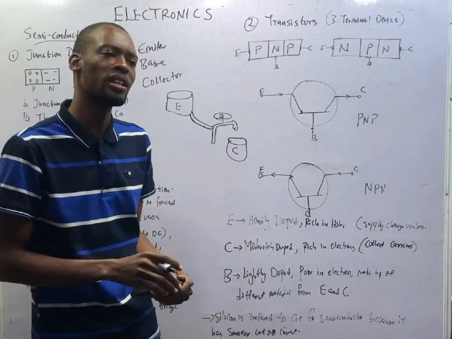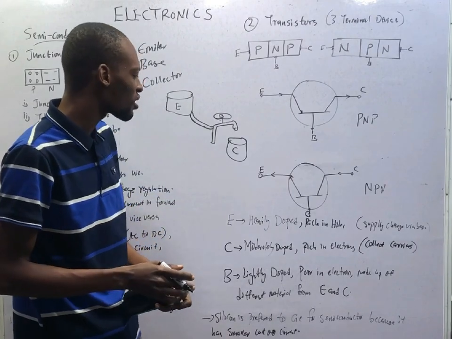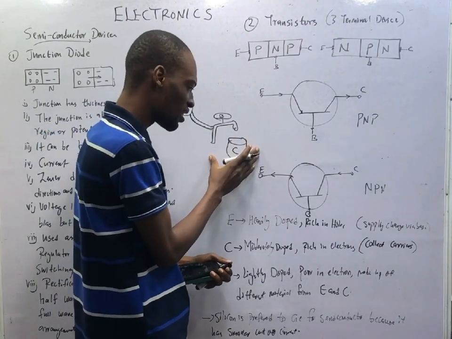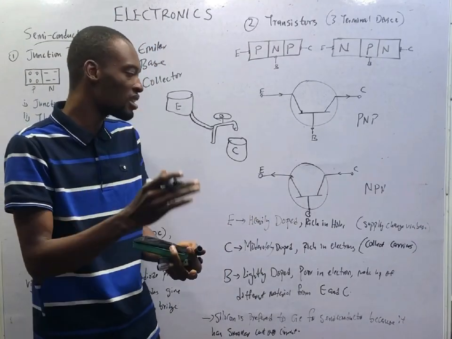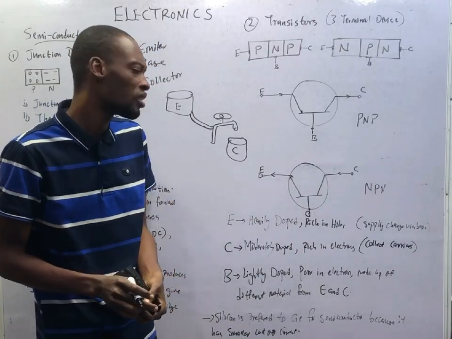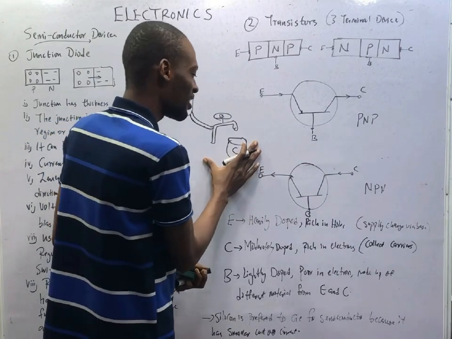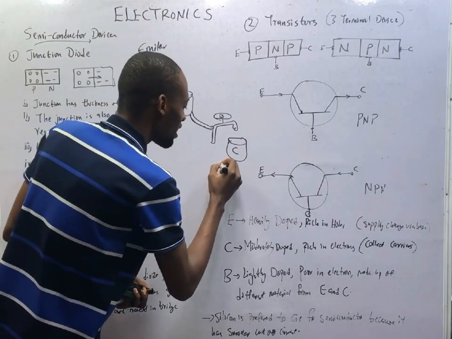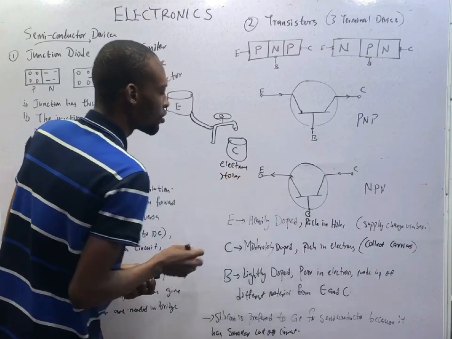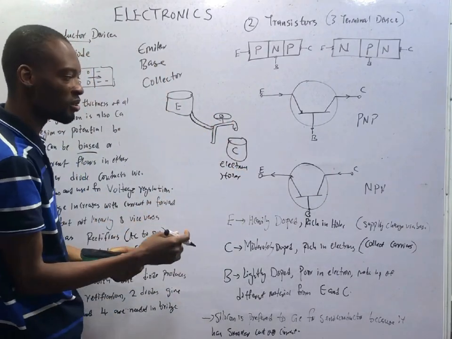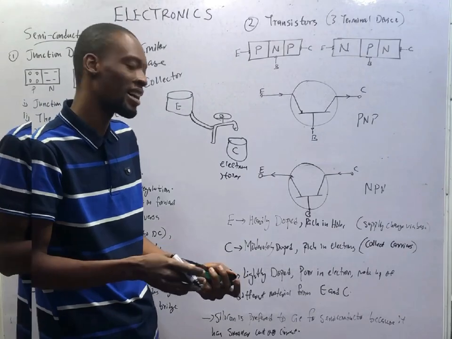Let's take a look at the collector. The collector is lightly doped. It is rich in electrons. Lightly doped, rich in electrons. And what does it do? It collects carriers. It collects charges. The charges can be electrons or holes. But they are charge collectors. They collect the carriers.